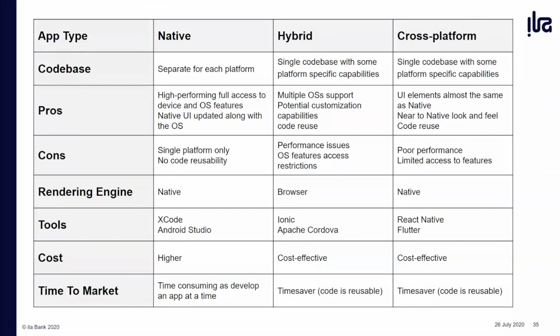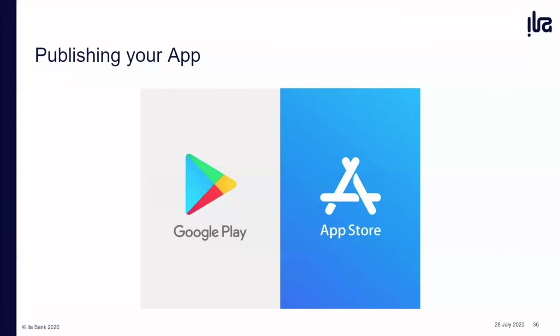So right now, let's talk about how you can publish your application. Once you have your application ready and you have developed it, you have chosen the type, you have developed it based on the design you chose, you have everything figured out and you want to publish it, you need to create two developer accounts, one for the Google Play Store and the other one for the App Store.